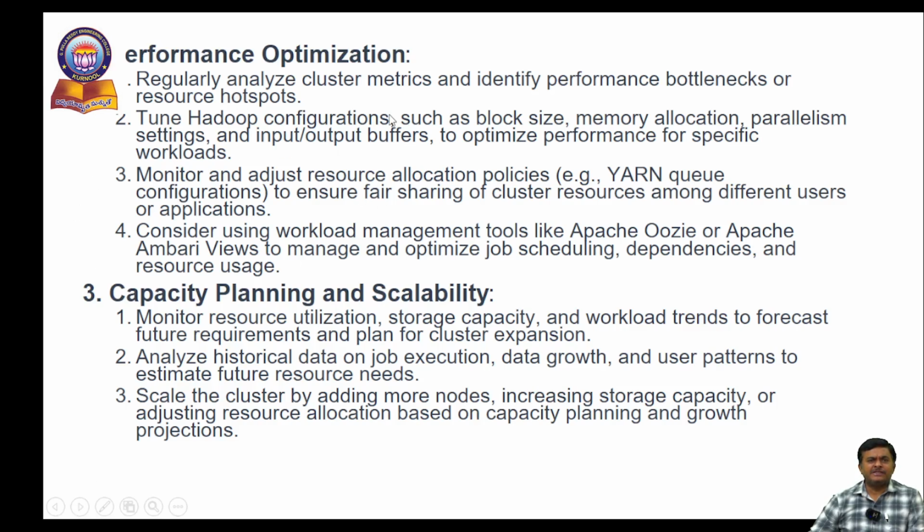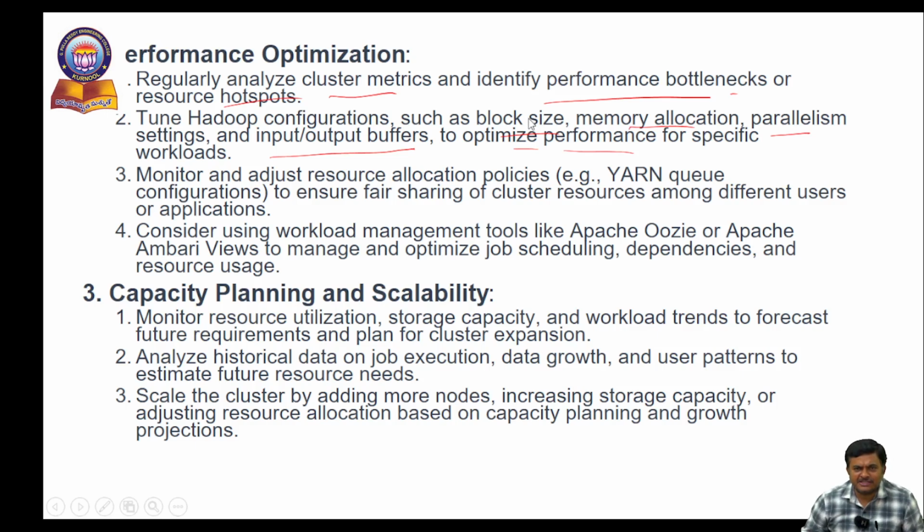Performance optimization. Regularly analyze cluster metrics and identify performance bottlenecks or resource hotspots. So you need to continuously check the cluster metrics to identify performance bottlenecks that may occur or resource hotspots that are using the available resources. Tune Hadoop configurations such as block size, memory allocation, parallelism settings and input-output buffers to optimize performance for specific workloads. So based on specific workloads, you can update the block sizes, memory allocations, and parallelism settings.